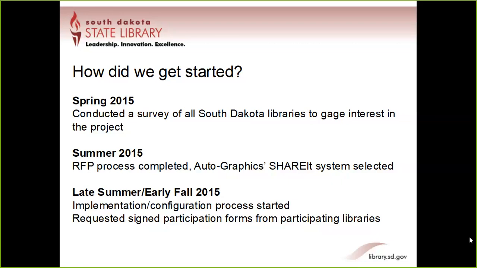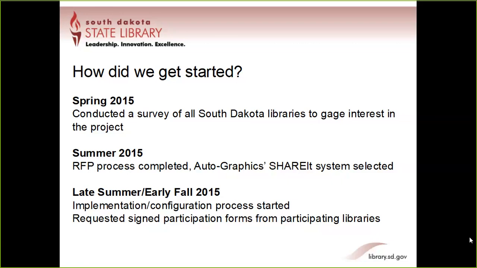So we did all of that, and then once that was completed and the contract was in place, we started the implementation process. And it was at this point that we decided that we needed to get a really good idea of who was really going to participate in this network, because, as I mentioned, we have space for 100 libraries, and we certainly would like to get to that level. But we know that sometimes people respond to a survey and then they turn around and decide they don't really want to participate in the actual business of working with the system.